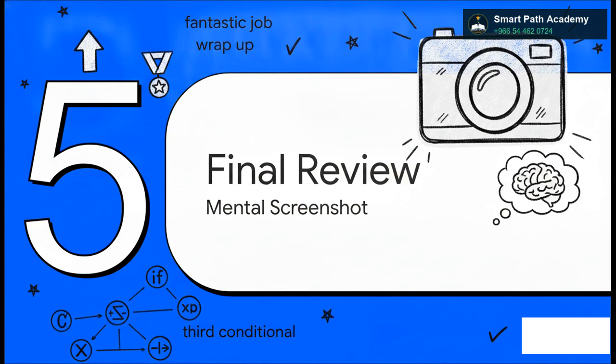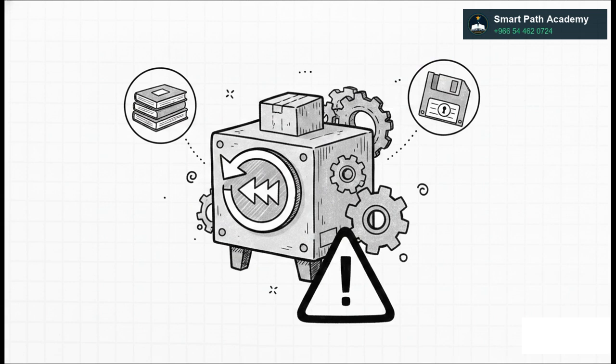Section 5, Final Review and Warning. Take a mental screenshot. You guys did a fantastic job with that challenge. Let's wrap things up with a final review card that you will absolutely want to remember for your tests and honestly, just for everyday conversations. First up, memorize that time machine formula. If plus past perfect, then would have plus the past participle. Let's look at our core examples one last time. Example 1, if I had studied harder, I would have passed. Example 2, if she had saved her work, she would not have lost it.